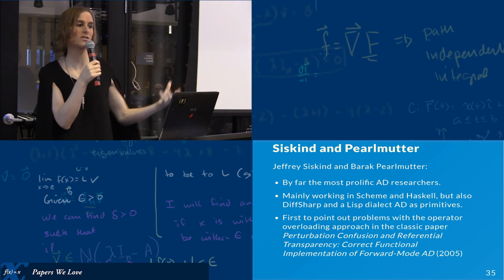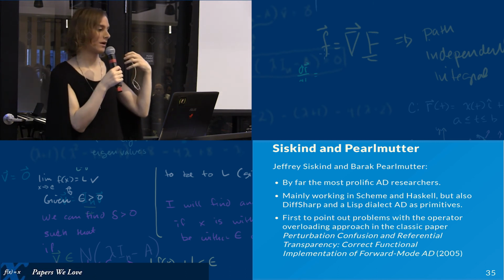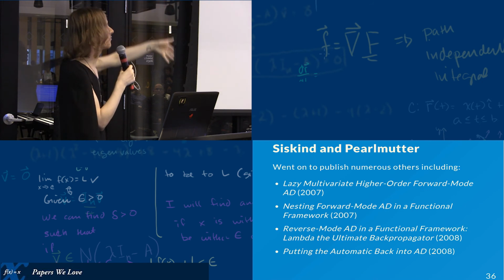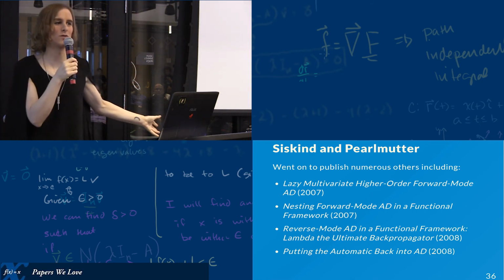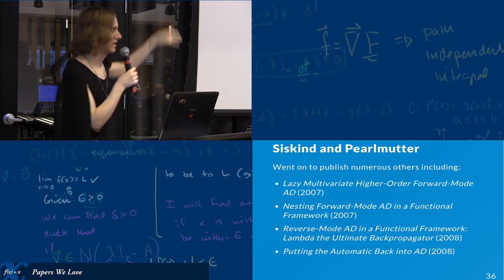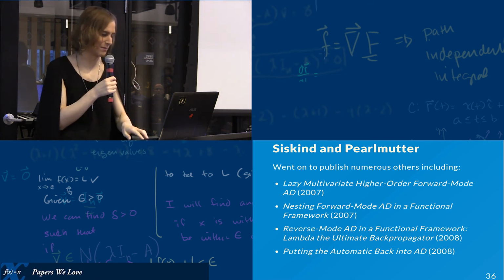analyzing both Karczmarczuk's Haskell approach and Jerry Sussman's approach in Scheme. Probably maybe 24 papers between them that they were authors or co-authors of. So this is just a very small sampling, and you can look at my references for the talk to read them.